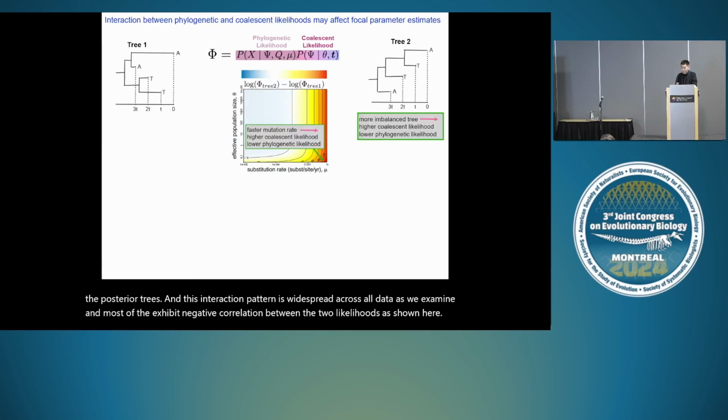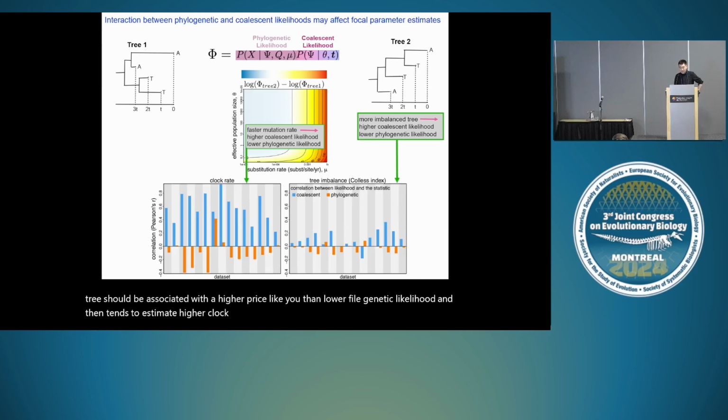In addition, this interaction also affects biologically relevant parameters. This toy example also predicts that the more imbalanced a tree is, the higher its coalescent likelihood and the lower its phylogenetic likelihood, and it tends to estimate a higher clock rate. So we would expect clock rate and imbalance to be positively correlated with coalescent likelihood, but negatively correlated with phylogenetic likelihood, which is exactly what we observe across all the empirical data sets.